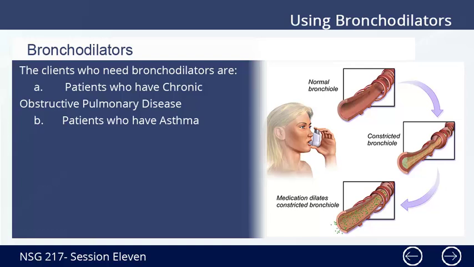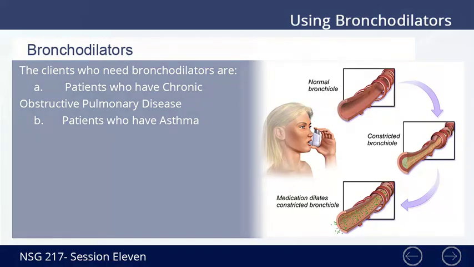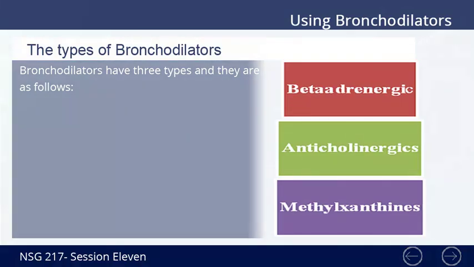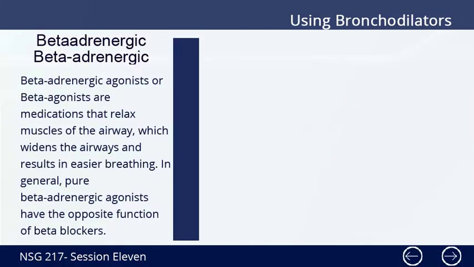The clients who need bronchodilators are: A. Patients who have chronic obstructive pulmonary disease, and B. Patients who have asthma. Types of bronchodilators. Bronchodilators have 3 types, and they are as follows: beta-adrenergic, anticholinergics, and methylxanthines.